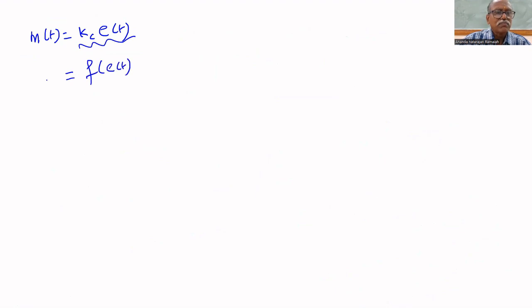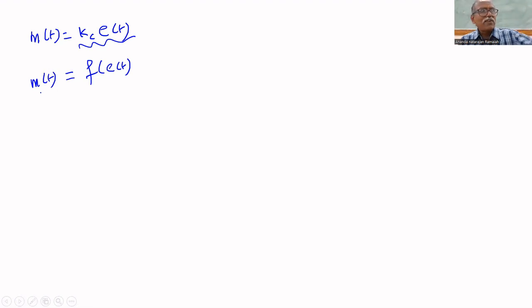What is M of t? M of t equals Kc multiplied by E of t. Controller output equals what? A function of error. Can I write like that? Kc multiplied by E of t can be written as a function of E of t. So if you want a controller output, some error must be there. Then only there will be a controller output. It's not possible to create controller output without error. That's why error cannot be removed.